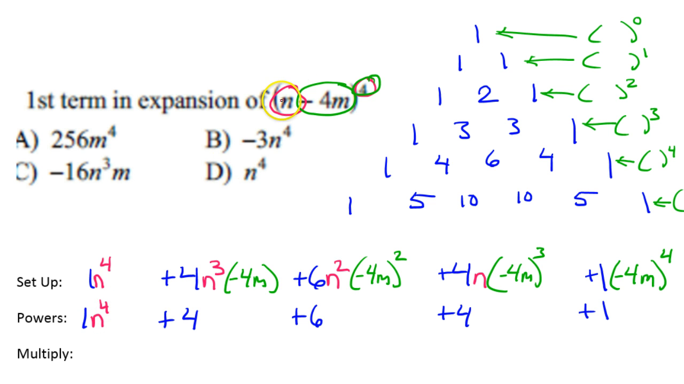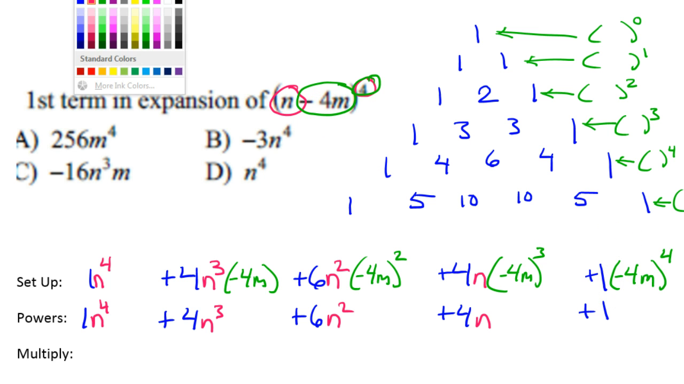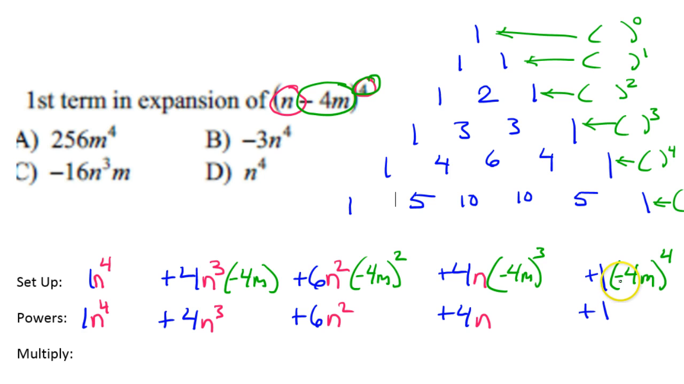But if this had been, say, 2n or 3n, then I would have had to do those powers to those numbers. But as it is, the pink part is just going to come down unchanged. So the green term is the term that had a number in it. So I'm going to have to actually do those powers. And that's what this step is for.